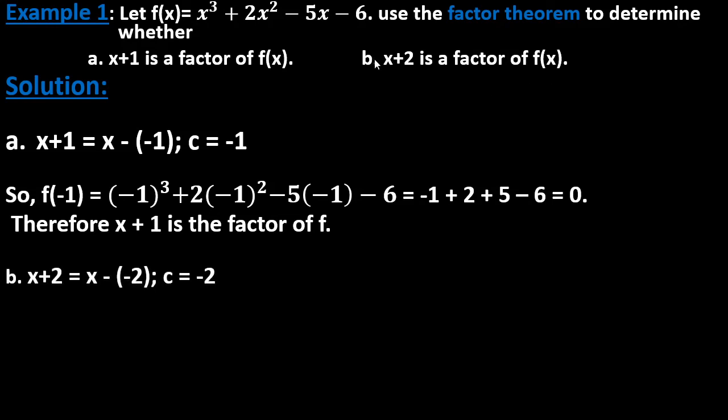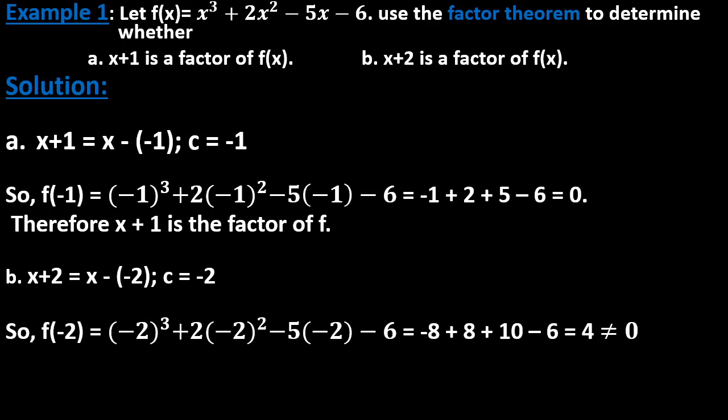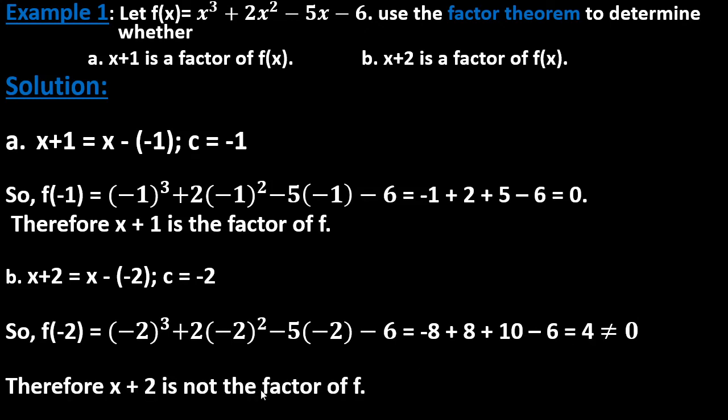We do have x plus 2, and x plus 2 has to be expressed in the form x minus (minus 2), which is equivalent to x minus c, the linear polynomial x minus c. So let's find the value of the function at minus 2. Then f(minus 2) is just (minus 2) to the third plus 2 times (minus 2) squared minus 5 times (minus 2) minus 6, which is exactly equal to 4. To conclude that x plus 2 is a factor of the given polynomial function, f at minus 2 should be 0. But f at minus 2 is just 4. Then now we can generalize that x plus 2 is not a factor of the given polynomial function.